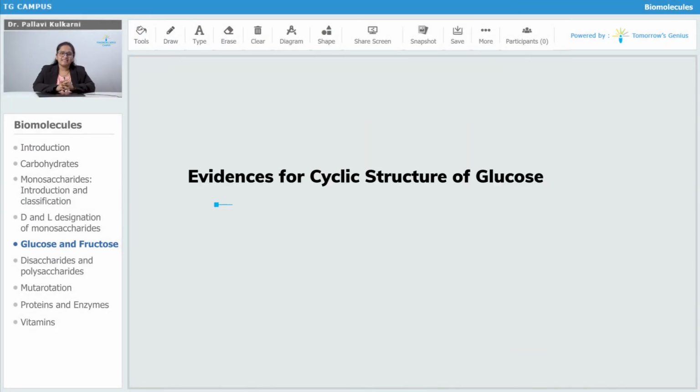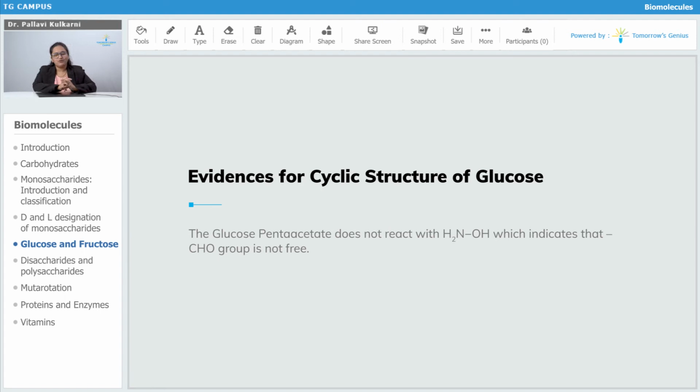Another evidence for the cyclic structure of glucose is the reaction of glucose pentaacetate with hydroxylamine. We have seen the structure of glucose pentaacetate, that is having the free CHO, that is the aldehydic group. If the aldehydic group is free in the structure, it can react with hydroxylamine to give oxime formation. The glucose pentaacetate will not give oxime formation, and it is the proof for the cyclic structure of glucose in which CHO, that is the aldehydic functional group, is not free.